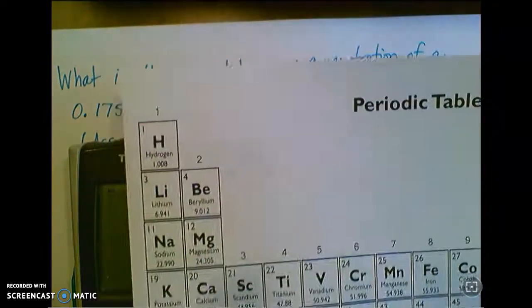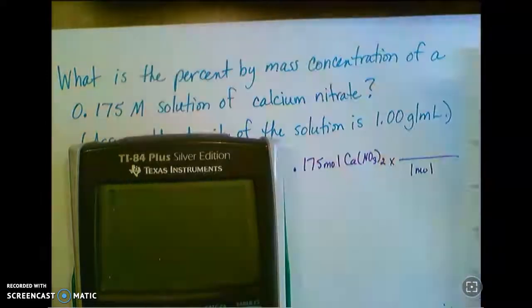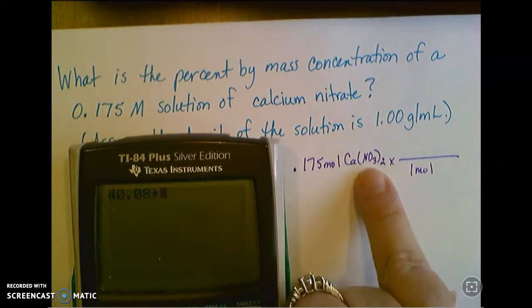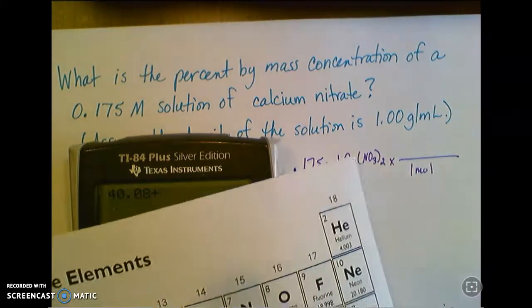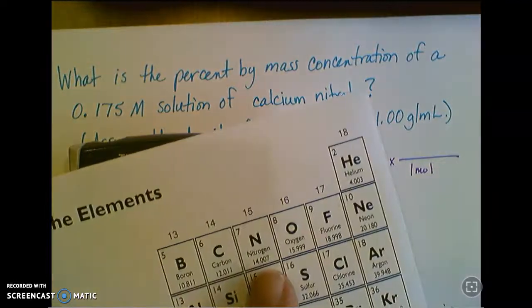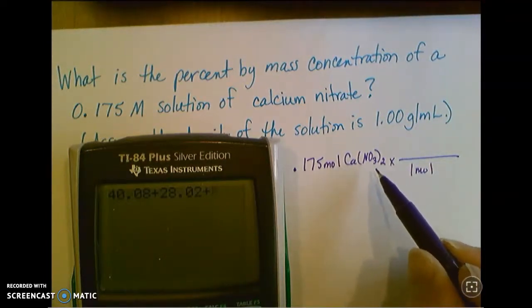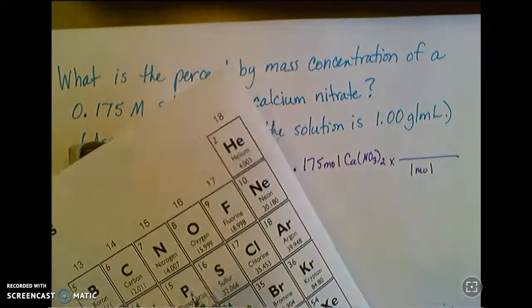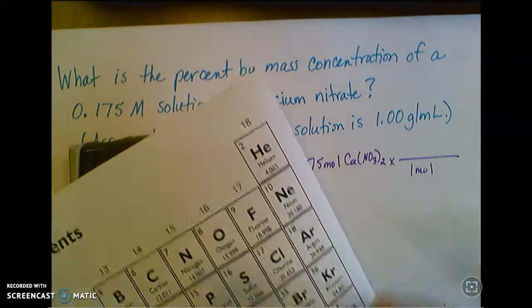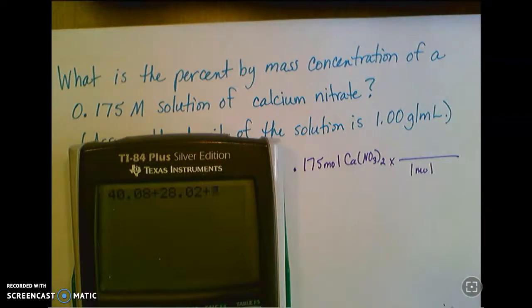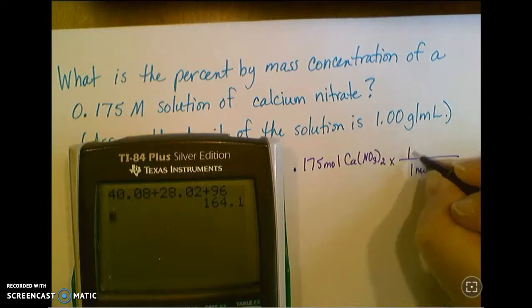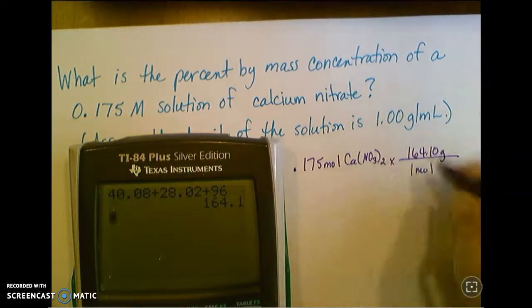I'm going to find calcium at 40.08 plus 2 nitrogens. So each one is 14.01. Sorry, you can't see that. 14.01. So 2 of them would be 28.02. Plus 2 times 3 gives me 6 oxygens. Oxygen is 15.999 or 16.00. So 16 times 6 is 96. So my molar mass is 164.10 grams for each mole.